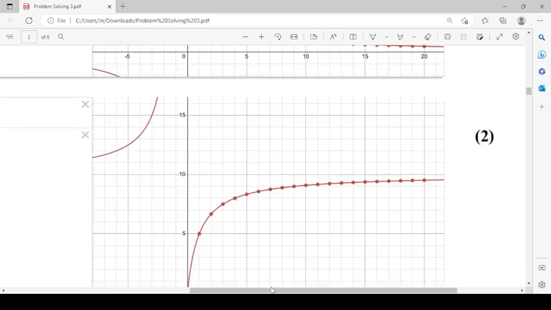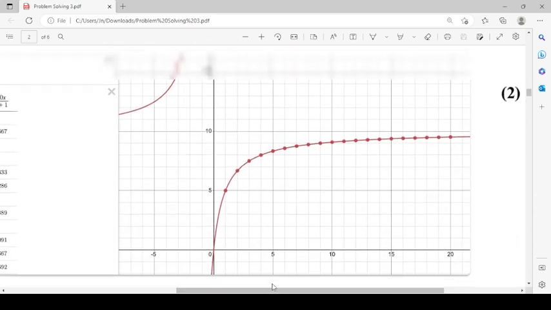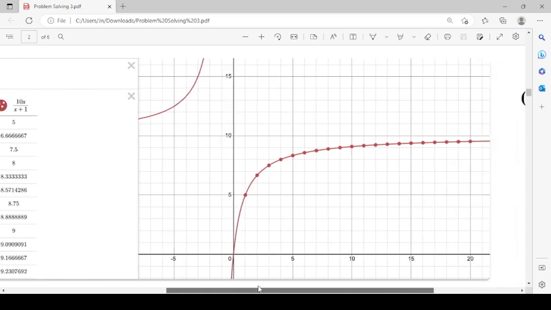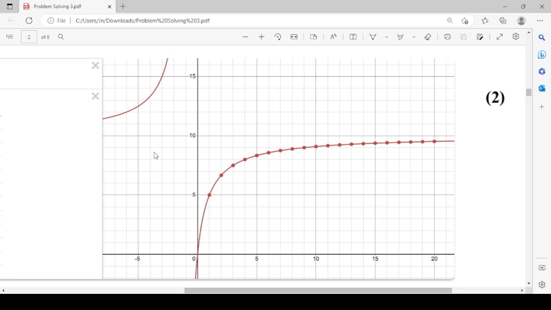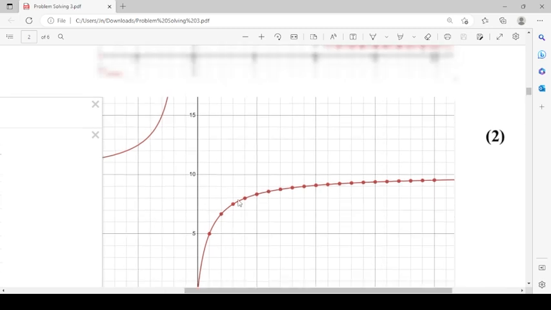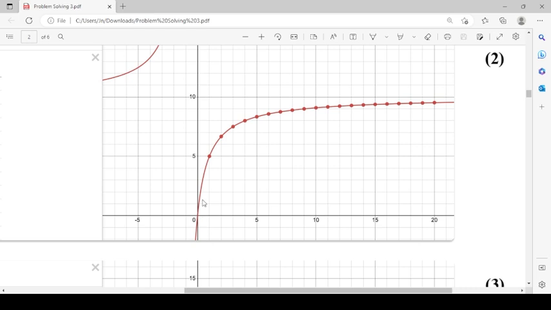And if you try to draw the graph based on this, you will get this graph. It will curve right here and continue like this. Yeah, and that's number two. We'll continue with number three, the last one.